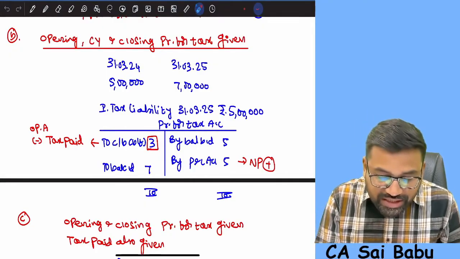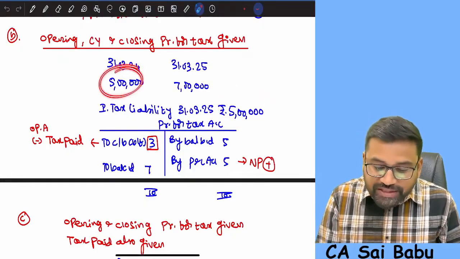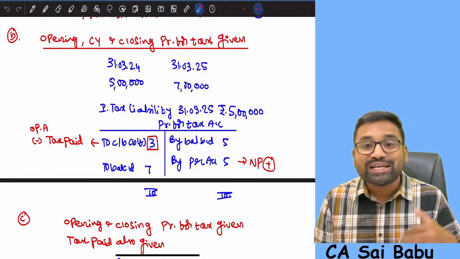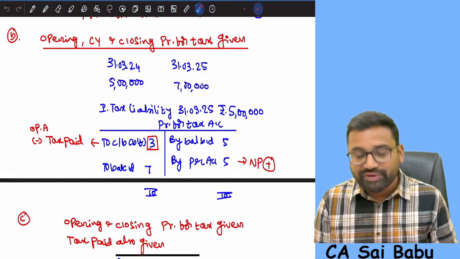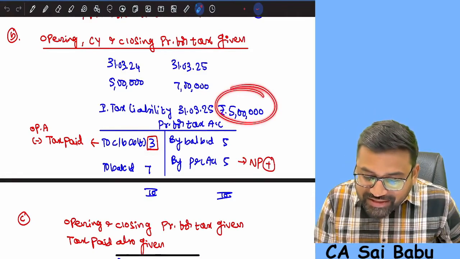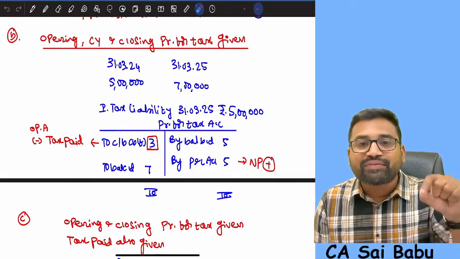So therefore in this case, opening 5, current year provision 5. So 5 plus 5, 10. Closing 7, minus 7. So 3 lakhs is what, sir? Tax paid during the year. Tax paid we will consider in operating activities. Okay. And also this current year tax liability is nothing but what, sir? Current year provision for tax appropriated from current year profits.